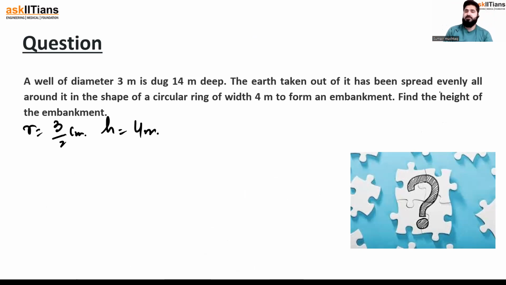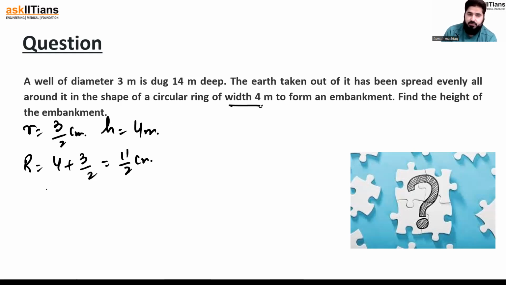The earth taken out is spread evenly in the form of a circular ring with width 4 meter. So if r is this, what will be the outer R? 4 plus the inner radius, because 4 is the width. Are you getting me or not? So this will be equal to 11 by 2. And form an embankment. You have to find the height of the embankment. Simple question.